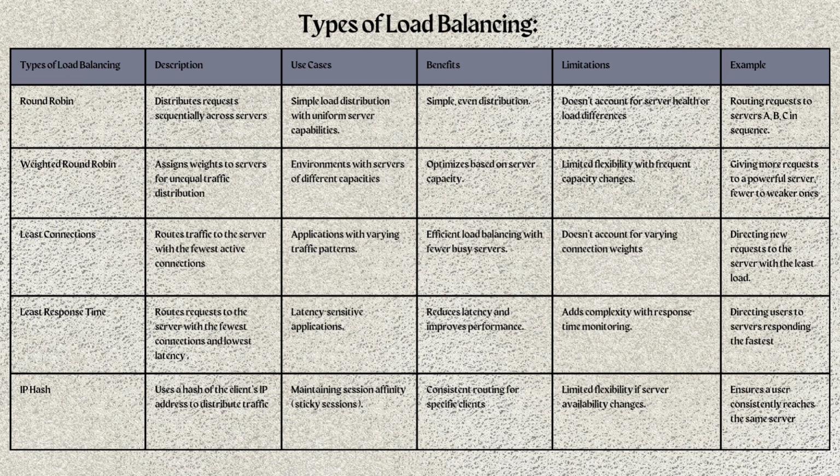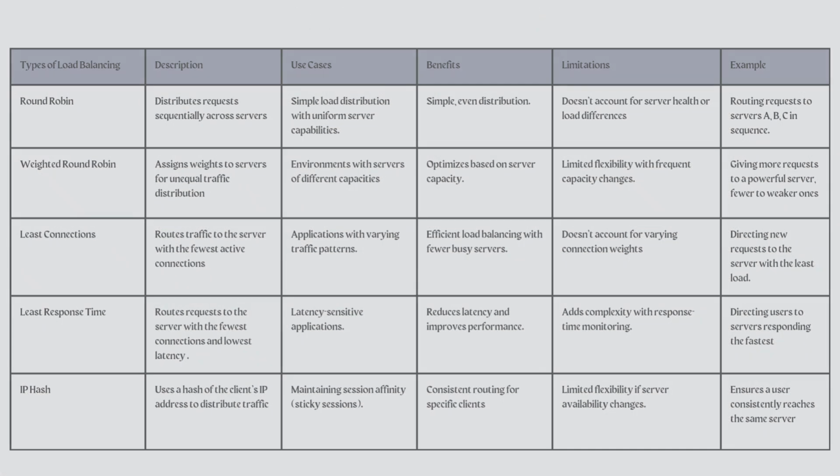IP hash load balancing. This uses a hash of the client IP address to distribute the load. Traffic is routed to the same server every time. This method generates a hash key based on the client's and destination's IP. This key can be regenerated if the session disconnects. This will maintain session persistency. This is like a restaurant where the same waiter serves a returning customer.